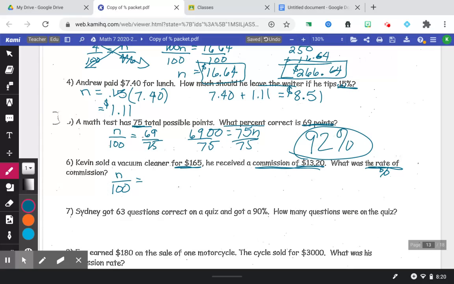All right. He sold the vacuum cleaner for $165. So that's going to be the total price of the item, or total cost of the total sales of the item, I should say. And he received the commission, $13.20. That was his part of the sale. Okay, let's do those cross products. Divide both sides by 165. And we get 8%.